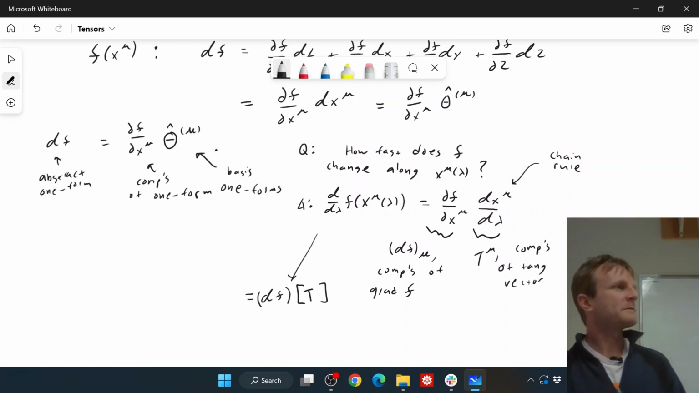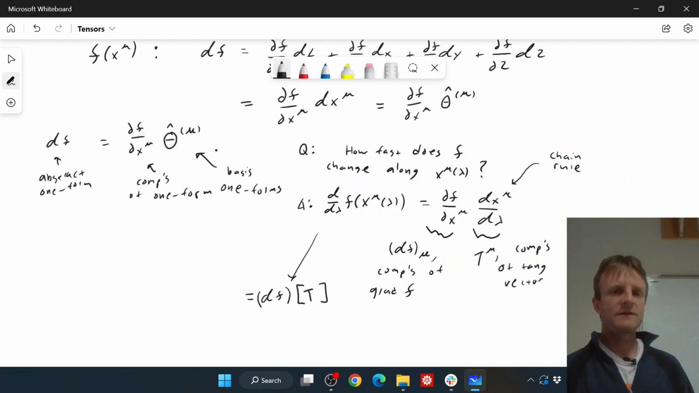So the one form is a machine. The gradient of f is a machine. It takes a vector and it answers the question for you: how fast is the function that you took the gradient of changing in the direction of that vector?